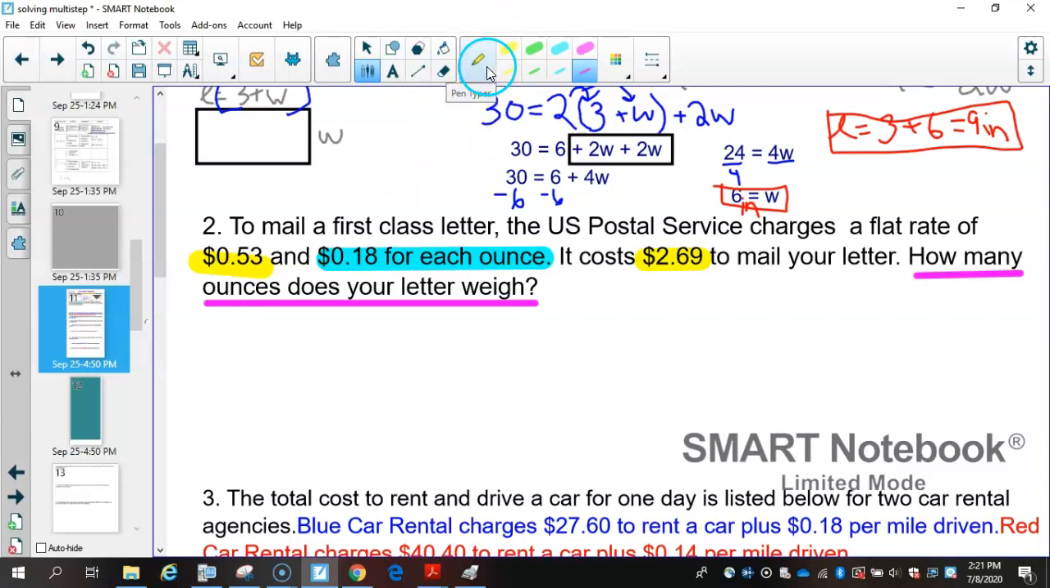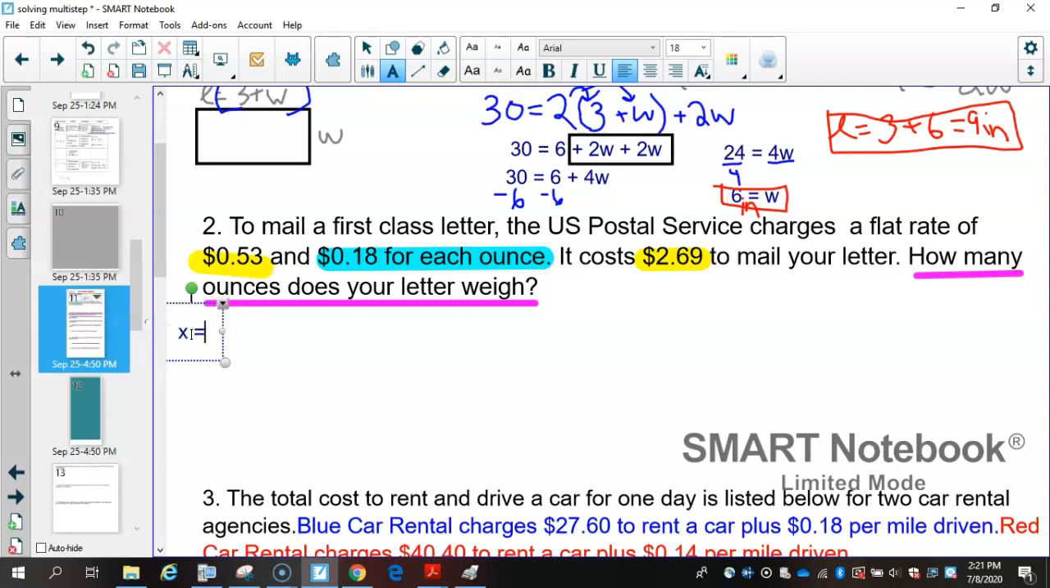I'm just going to say that this is X. So I'm going to say X is the number of ounces or the weight. So remember that your variable should always be something you don't know. And we don't know how many ounces the letter weighs. Now that we have our variable, we can go ahead and translate this word problem into some equation.